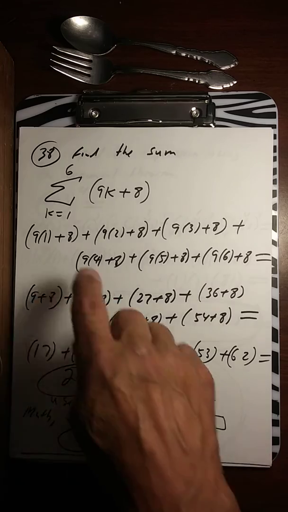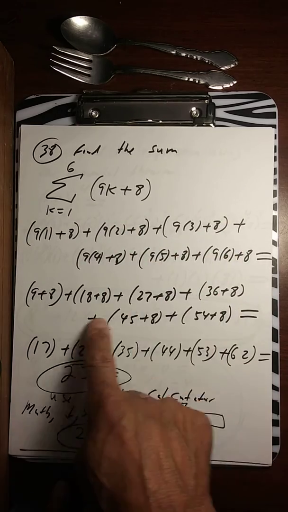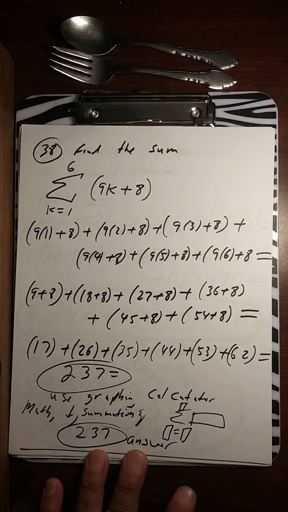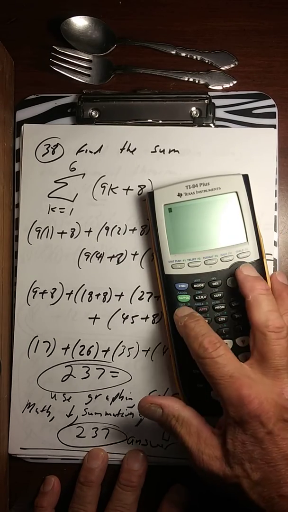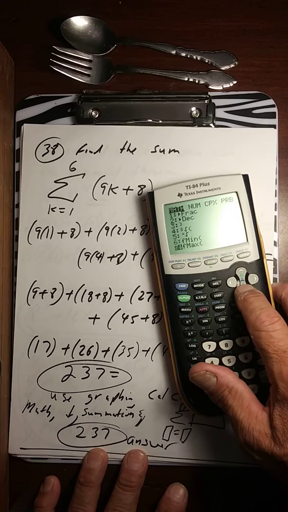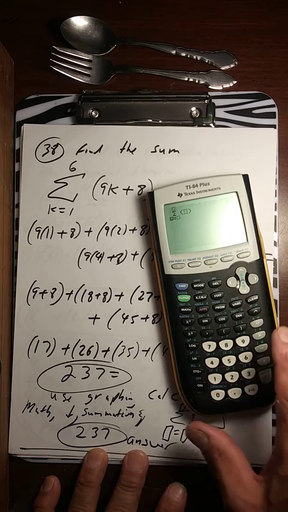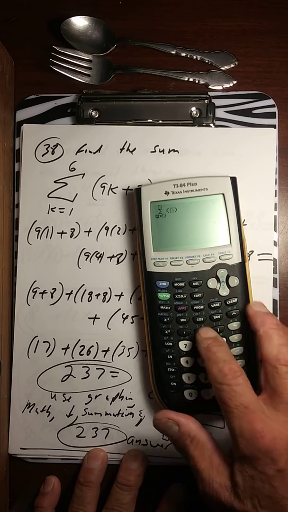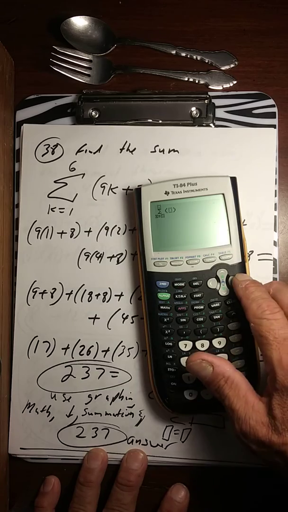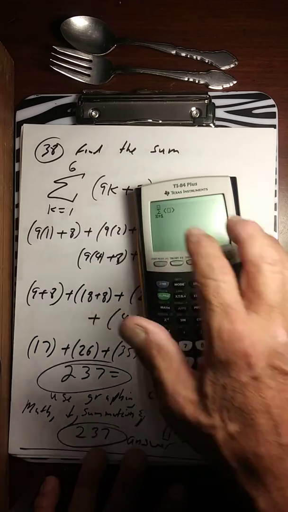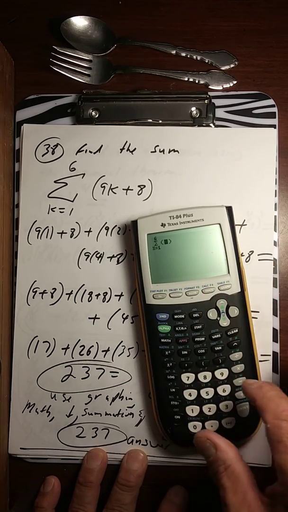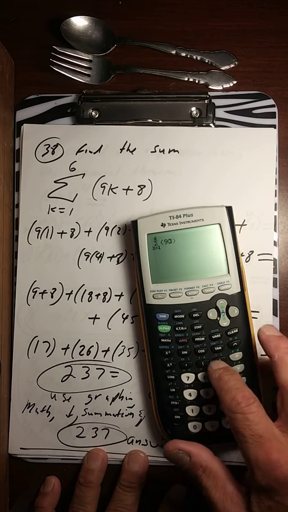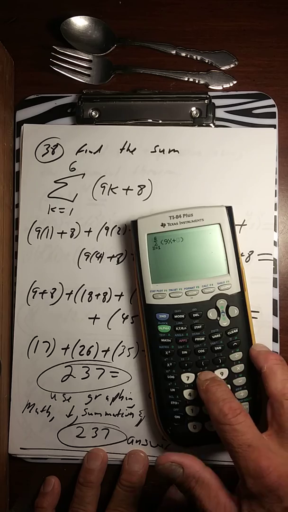Find the sum. Do it the long way, or you can use a graphing calculator. Let's do that. Clear it. You can go math, move it down to summation. There we go. And inside the blocks, put the numbers. You have x, you have 1. On top you have 6, and you're doing 9x plus 8. So 9x plus 8 outside.